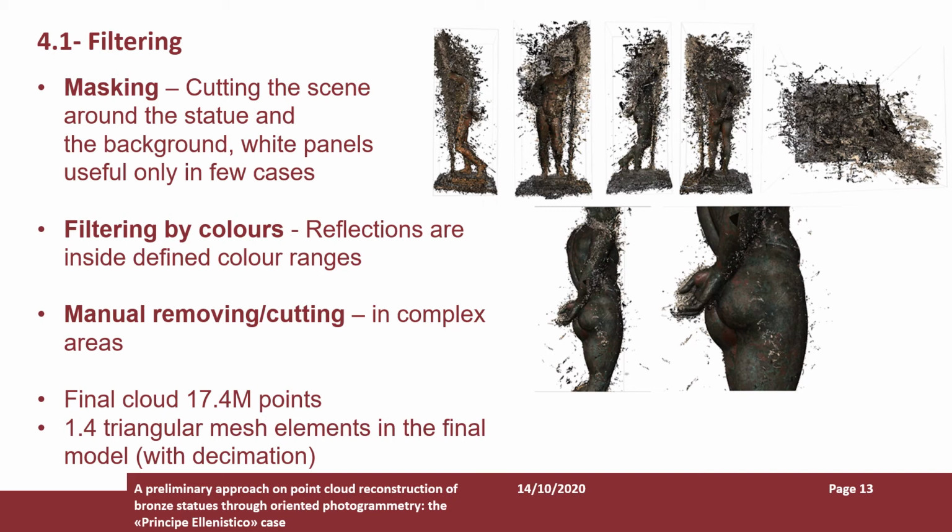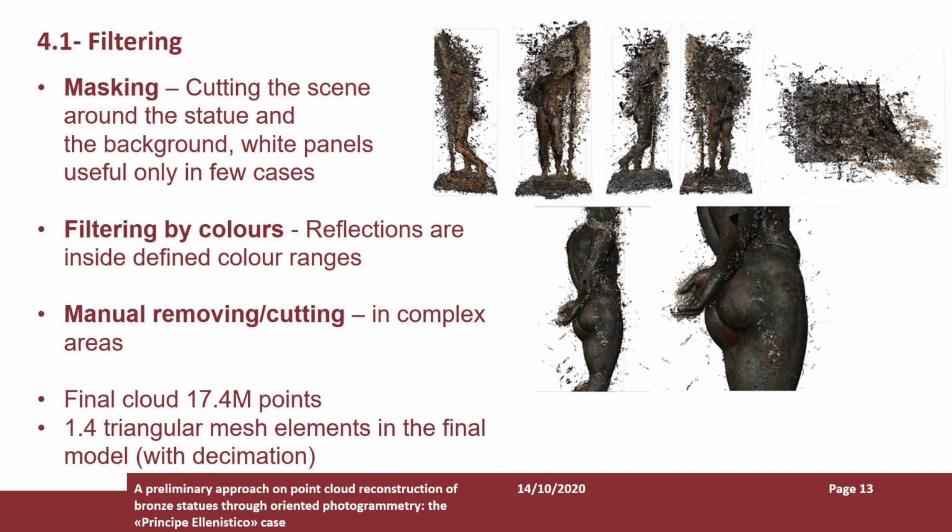The second filtering operation was a filtering by colors. In fact, we have found that the majority of noise and no real points caused by reflection were in defined color ranges like gray-silver, light golden, light brown, and beige. By removing these sets using their RGB codes, we were able to cut 2 million points.